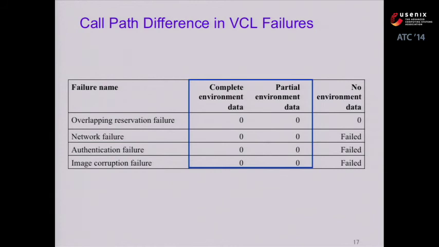We can see here that for the complete and partial environment settings, the system can always find the exact call path. The no environment setting basically simulates offline failure reproduction. We see that it can only find the path for one case, and the rest it couldn't find. That clearly shows the benefit of doing in-situ failure path inference.